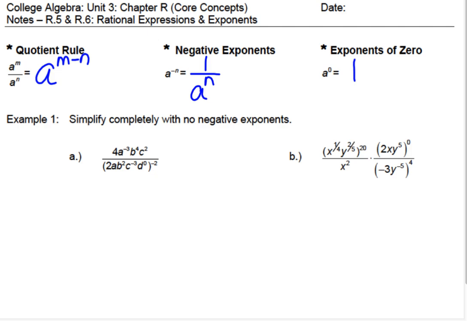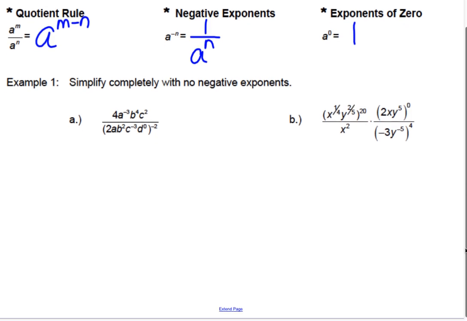Okay, let's go ahead and use those exponents with our first problem. Simplify completely with no negative exponents. The first thing that I want to do on part A is to get rid of the fact that I have this negative 2 in the denominator as that exponent. So I'm going to distribute that to all 5 terms. So my numerator is going to stay the same: 4, a to the negative 3, b to the 4th, c to the 2nd. I'm going to leave that for right now.